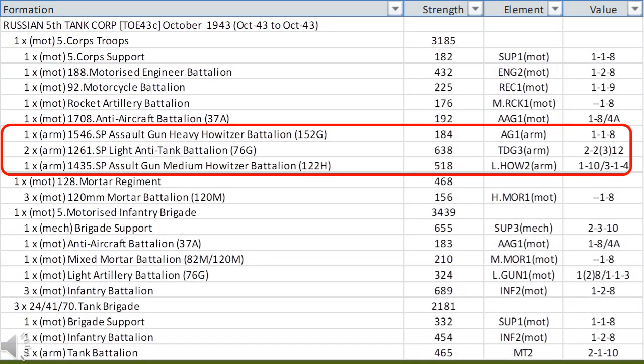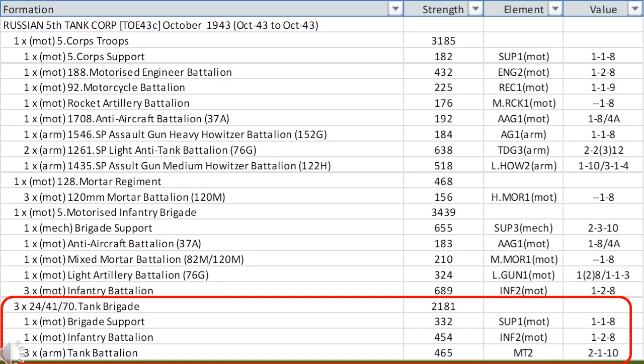Moving forward to October 1943, this shows the 5th Tank Corps. Under Corps control, the self-propelled battalions had stabilised to 3, in this case a 76mm, a 122mm and a 152mm SP battalion, with no regimental structure. While I cannot be certain, I feel these formations were mainly focused on taking on fortified German positions, as well as acting as tank destroyers when applicable.